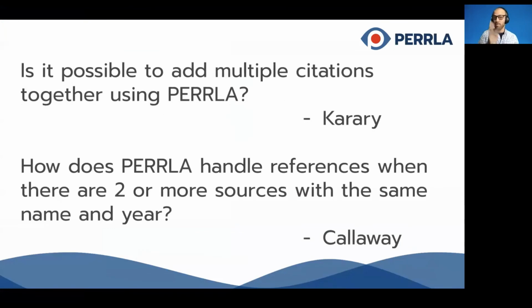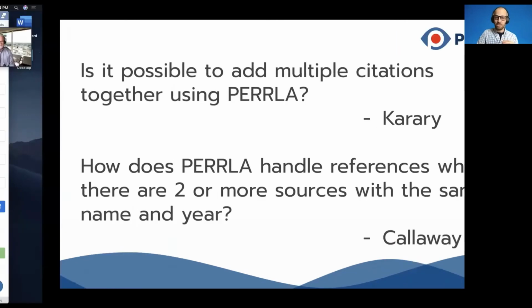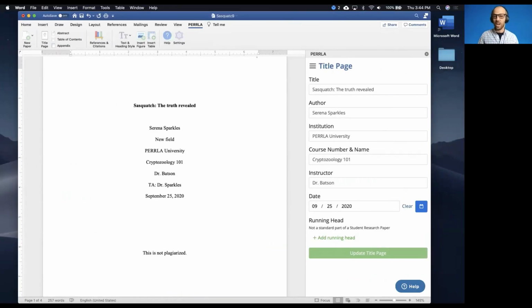All right, we put these two questions together because they have a related answer. Carrere asked, is it possible to add multiple citations together using PERRLA? And then Callaway asked, how does PERRLA handle references when there are two or more sources with the same name and year? These are great questions, and these are features that we're actually in the process of working on right now. Currently inside the PERRLA for Word and PERRLA Online applications, you're going to have to make those changes manually. However, we've got some really great super features we're working on behind the scenes that we're hoping to push out soon.